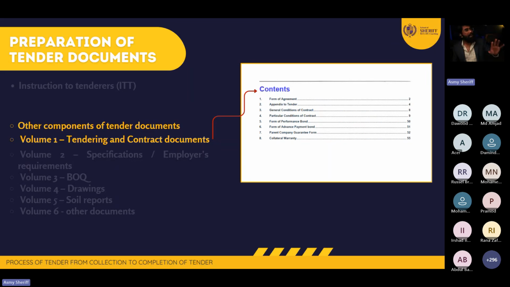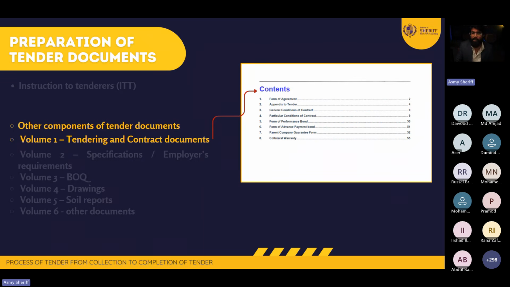So once you prepare the ITT, you are going to put that aside, and now you're going to think about what are the other documents that I need to collect to send to the bidders. So let's say I have 20 bidders whom I need to give guidelines on how the tender will be executed. That's what we call ITT. Then after that, there should be other documents for the contractors to go through and come back to me with a good price.